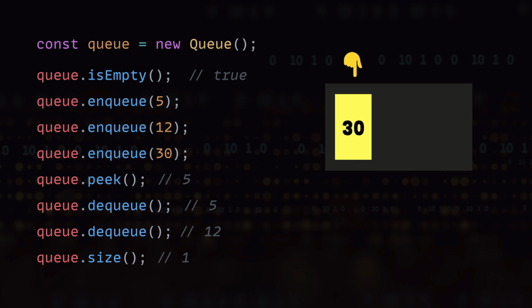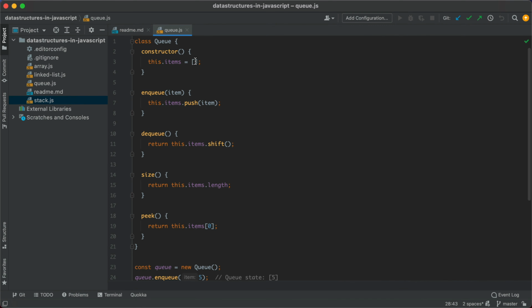Alright, so now that we know what the queues are, how they work, and what the different operations you can perform on a queue are, let's look at a sample implementation of the queues in JavaScript. Here I have a class called queue, which has the implementation of the queues in JavaScript. Inside the constructor, we are creating an empty array of items, which is going to hold the items of the queue. We can also implement the queue using a linked list, but for now, let's look at the array implementation.